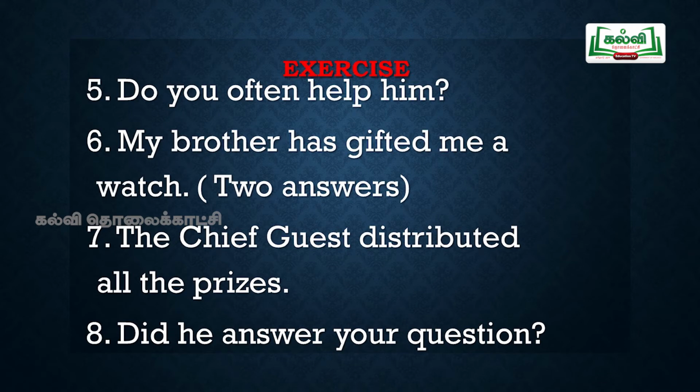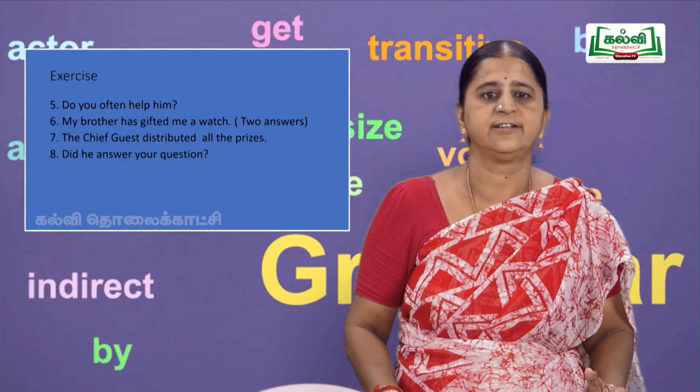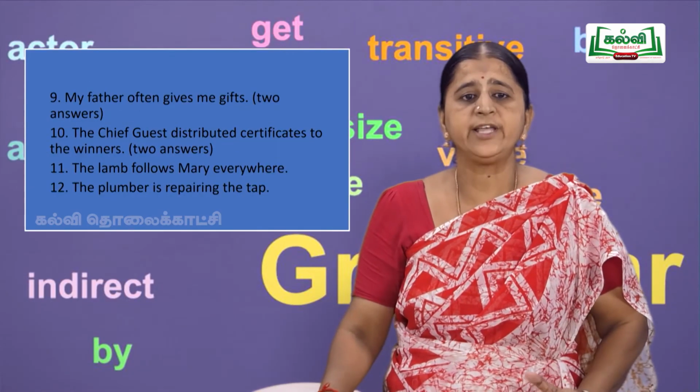Now, sentence 7, the chief guest distributed all the prizes. Remember, distributed, past tense. The chief guest distributed what? All the prizes. So, all the prizes were distributed by the chief guest. The last one, did he answer your question? Did he answer what? Your question. Was your question answered by him? That is the answer. Now, we shall try doing these together.